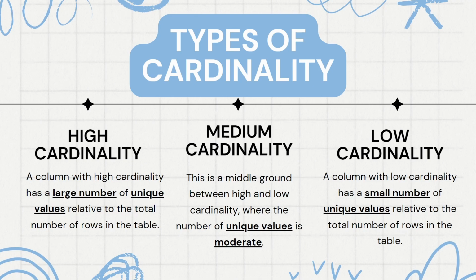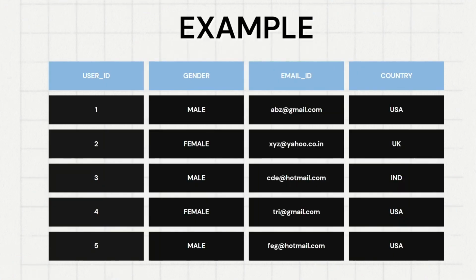Now, let's look at an example to have a clear picture about it. This is the table which contains the data of a few users: the user ID, the gender, email ID, and country. If you look at the user ID column, you can see that it is a unique identifier, as each user can have only one ID. So, the cardinality of this column is 5. But as soon as we go to the gender column, you see that there are only two values, male and female. So, the two unique values that this column can have are male or female. So, the cardinality is 2. So, it is of low cardinality.